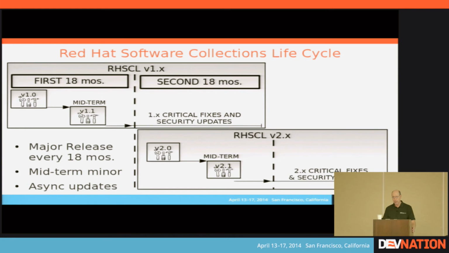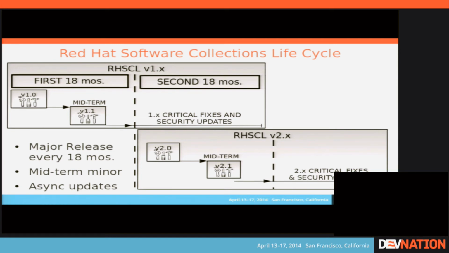So this is what the release cadence looks like. You'll notice for Red Hat Software Collections 1.0, we introduced that last fall. We're in the process of doing that midterm update now, currently in beta. We encourage you to give it a try. Then we will support it for a second 18 months afterwards. And in Red Hat Software Collections 2.0, which probably comes sometime around this fall, we'll do more updates.